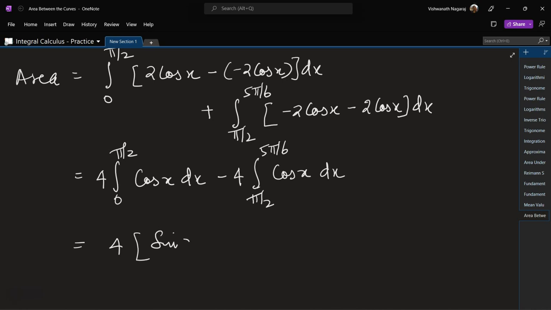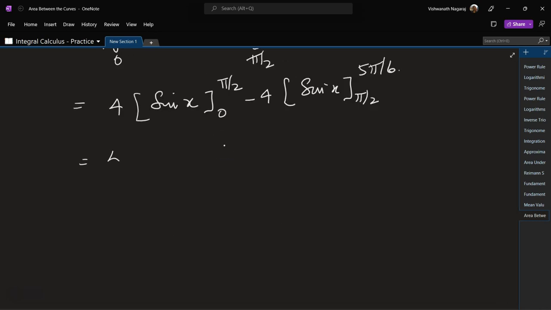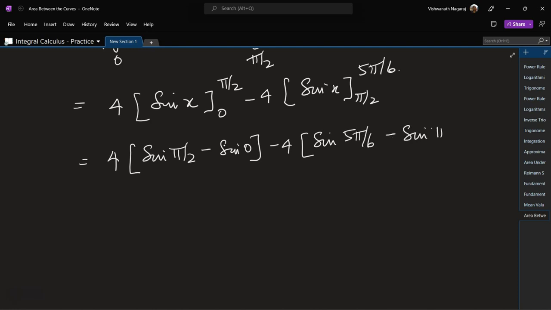We get 4 times sin x from 0 to pi by 2 minus 4 times sin x from pi by 2 to 5 pi by 6. Okay. So 4 times sin pi by 2 minus sin 0, minus 4 times sin 5 pi by 6 minus sin pi by 2.